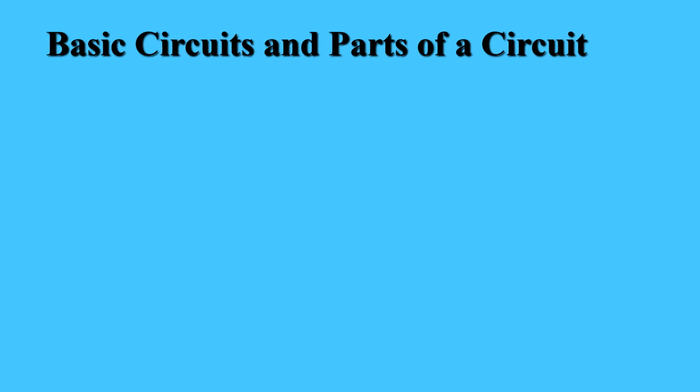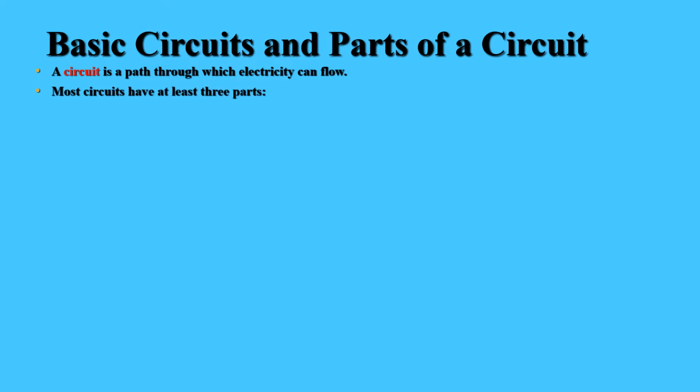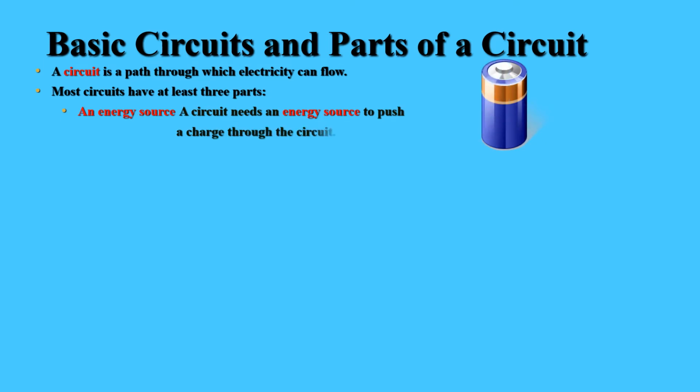Basic circuits and parts of a circuit. A circuit is a path through which electricity can flow. Most circuits have at least three parts. An energy source. A circuit needs an energy source to pass a charge through the circuit. An example of an energy source is a battery.